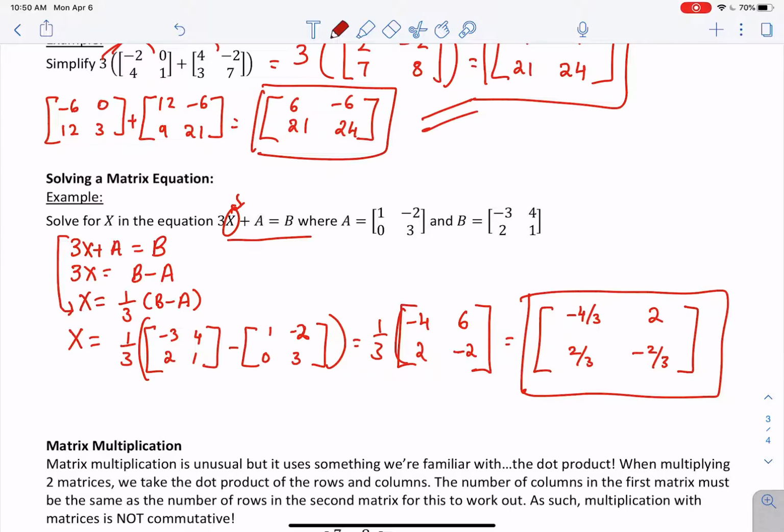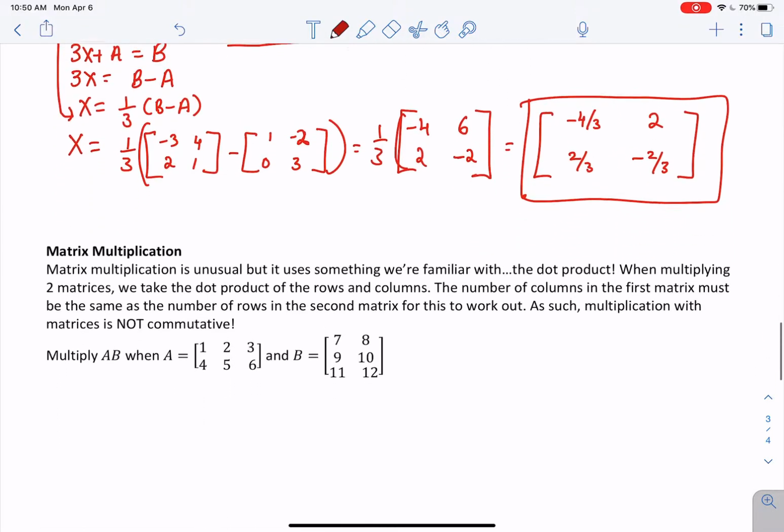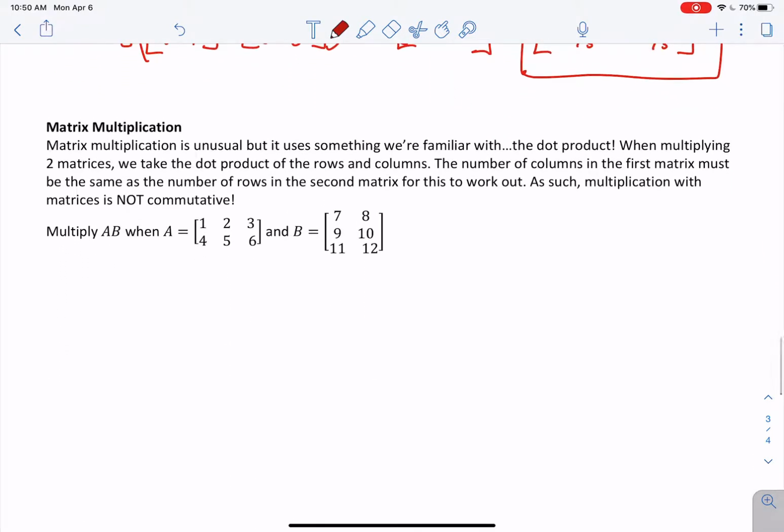The last operation to look at is matrix multiplication. And this again is like in vectors. Scalar multiplication behaves normally, but multiplying two vectors together is slightly different. The same thing happens with matrices. Multiplying two matrices together is something slightly different. In vectors, we did dot products. With matrix multiplication, we're going to do a bunch of dot products.